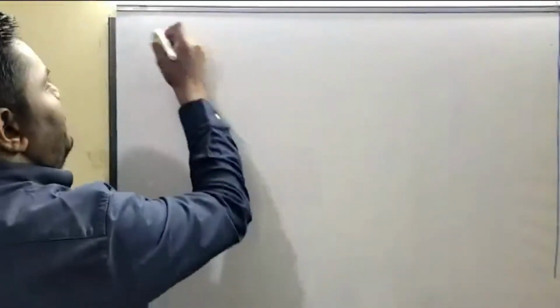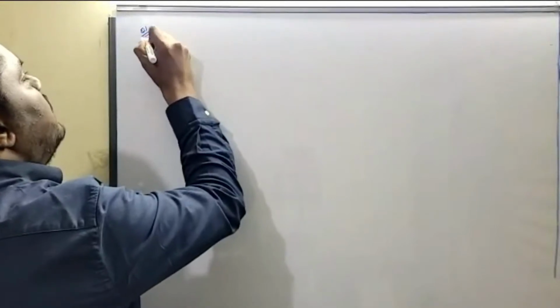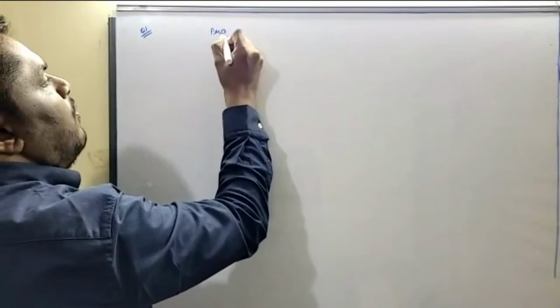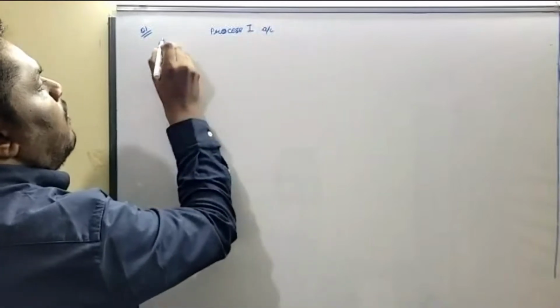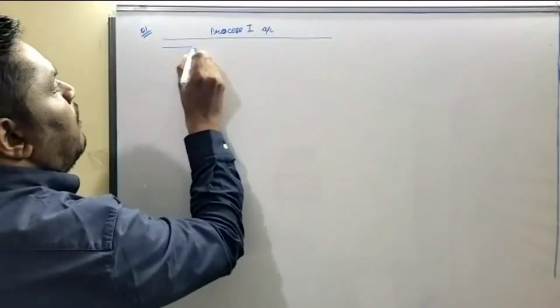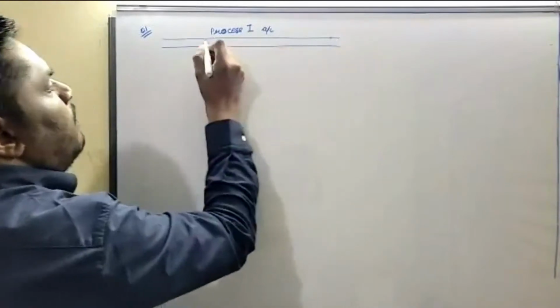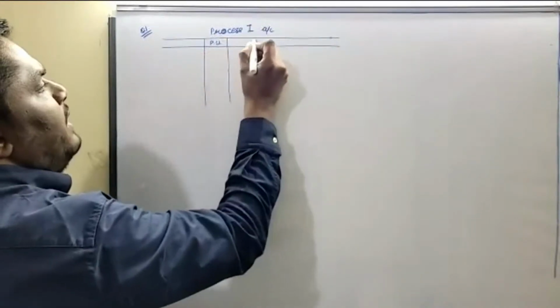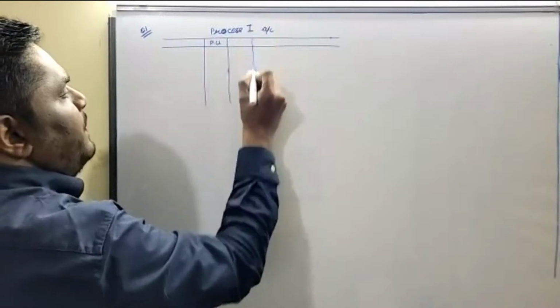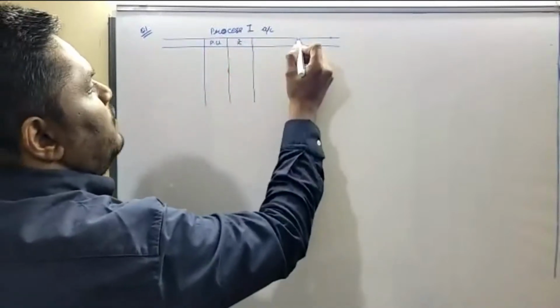So let's start, guys. Since in this question there is no information given as regards normal loss or abnormal gain, this is how we'll prepare the process account. Since we have to calculate the per unit price, the first column will be per unit and the second column will be the total amount.